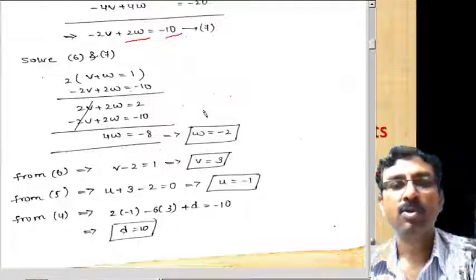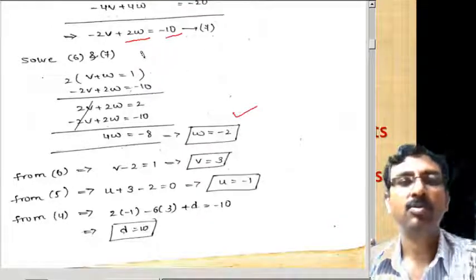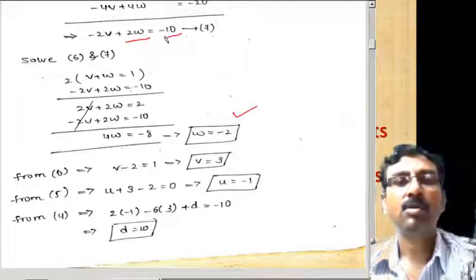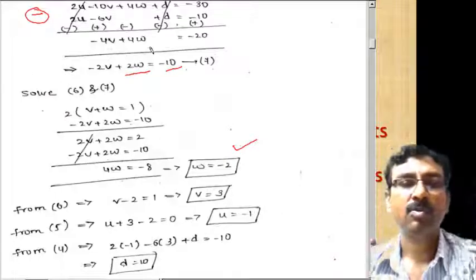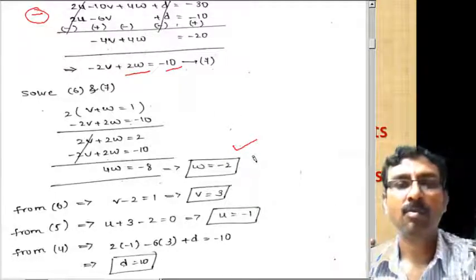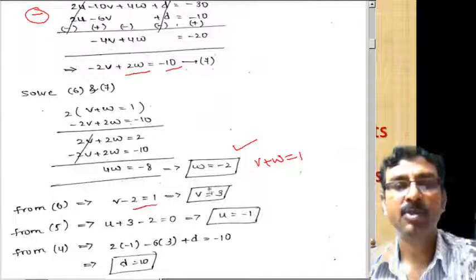So substituting w equal to minus 2 in the previous equation, v plus w equal to 1, and replacing w by minus 2, v minus 2 equal to 1, and v equal to 3.